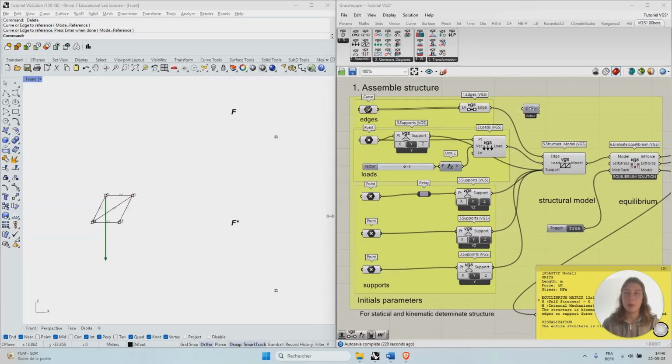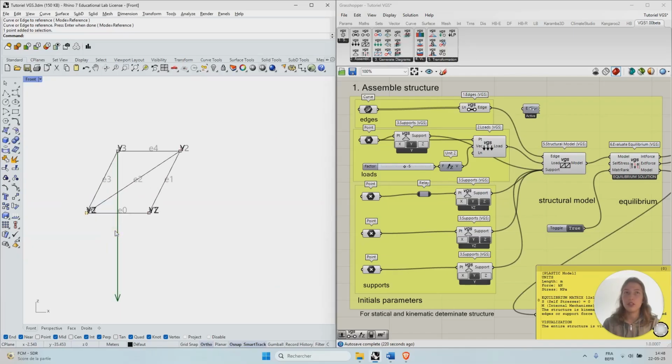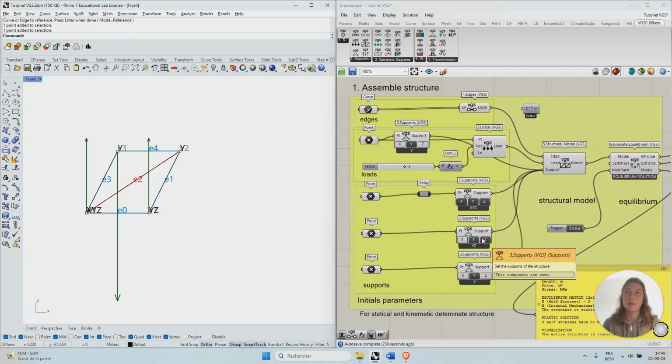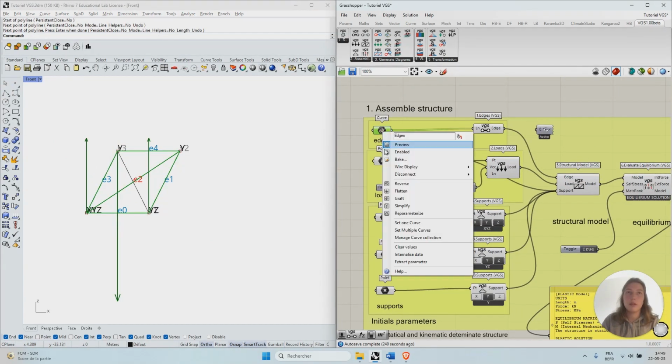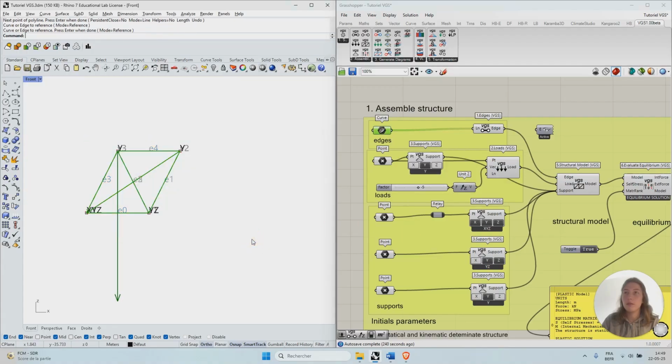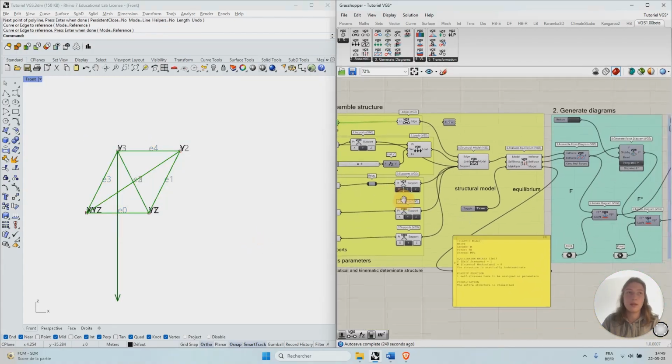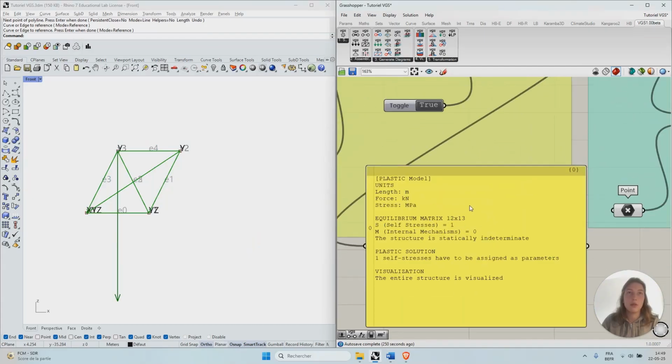Let's go back to the first example. So this support condition was blocked in x and z direction, and this one was a roll support. And now I will add a diagonal bar just here. So don't forget to modify here and set multiple curves. And now we can look at the panel. We see that we no longer have a 12 by 12 matrix, but a 12 by 13 matrix. So it says that we need to add one self-stress.